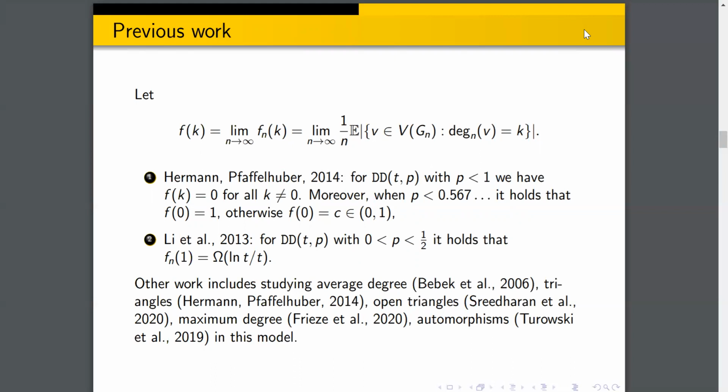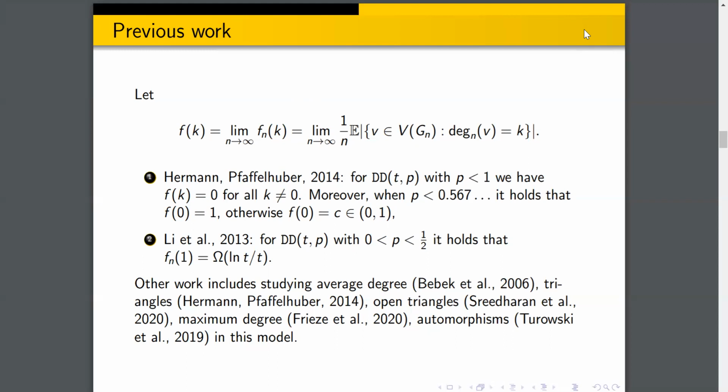It turns out that this number we denote by f of k, and in this model there is certain work that was done previously. Hermann and Pfaffelhuber proved that for any k greater than 0, this fraction of vertices goes to 0 as n goes to infinity. So actually, if we pick randomly, we cannot hit with any positive probability any vertex of fixed degree k.